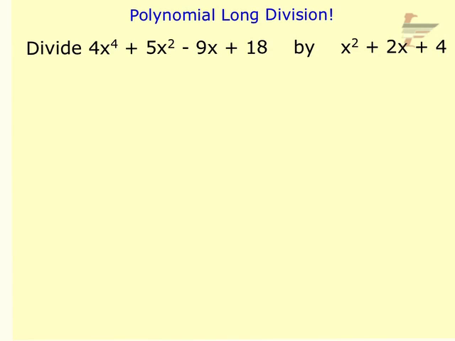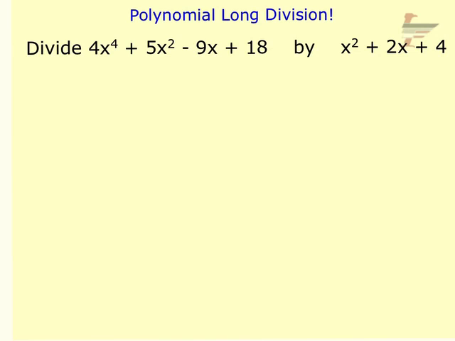Okay, here we go. Polynomial long division. I'm going to do one example really slow and kind of step by step, and then I'm going to have you try one and see how you do. So 4x to the 4th plus 5x squared minus 9x plus 18, and we're going to divide that by the quadratic x squared plus 2x plus 4.